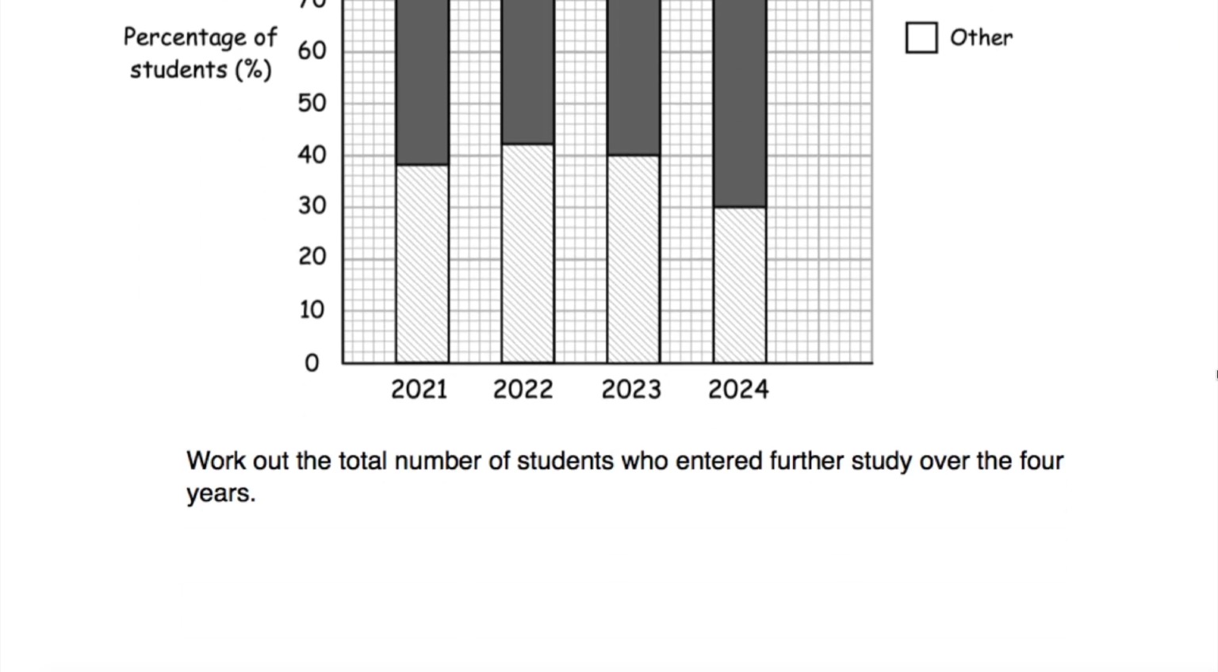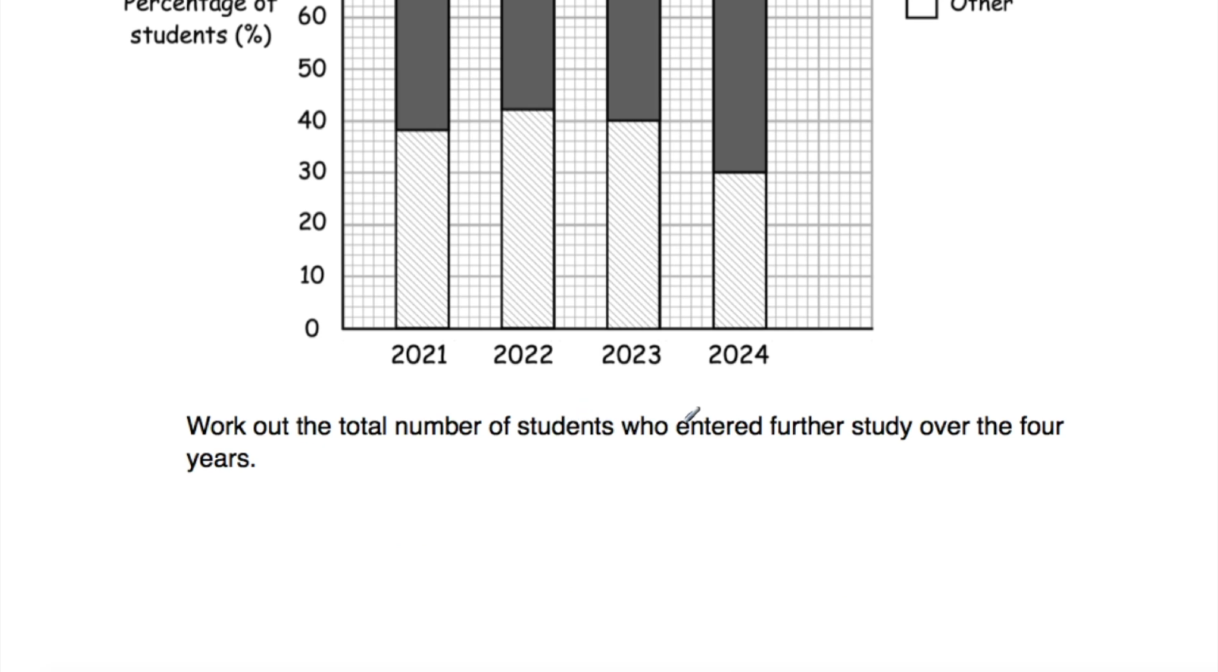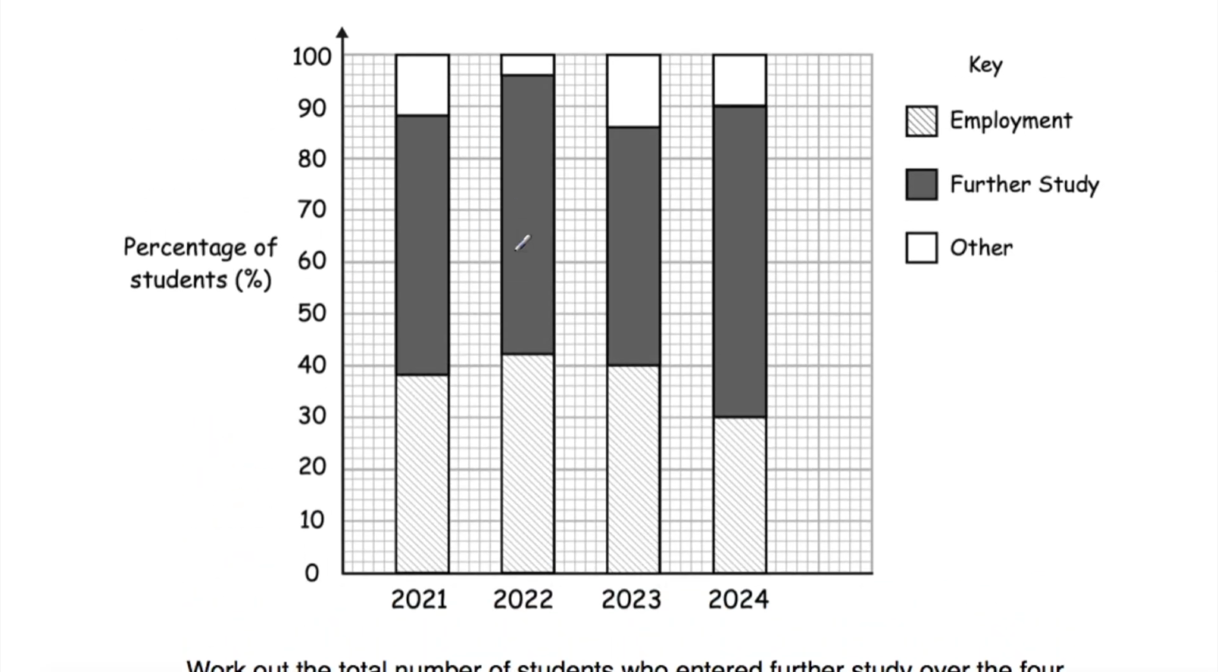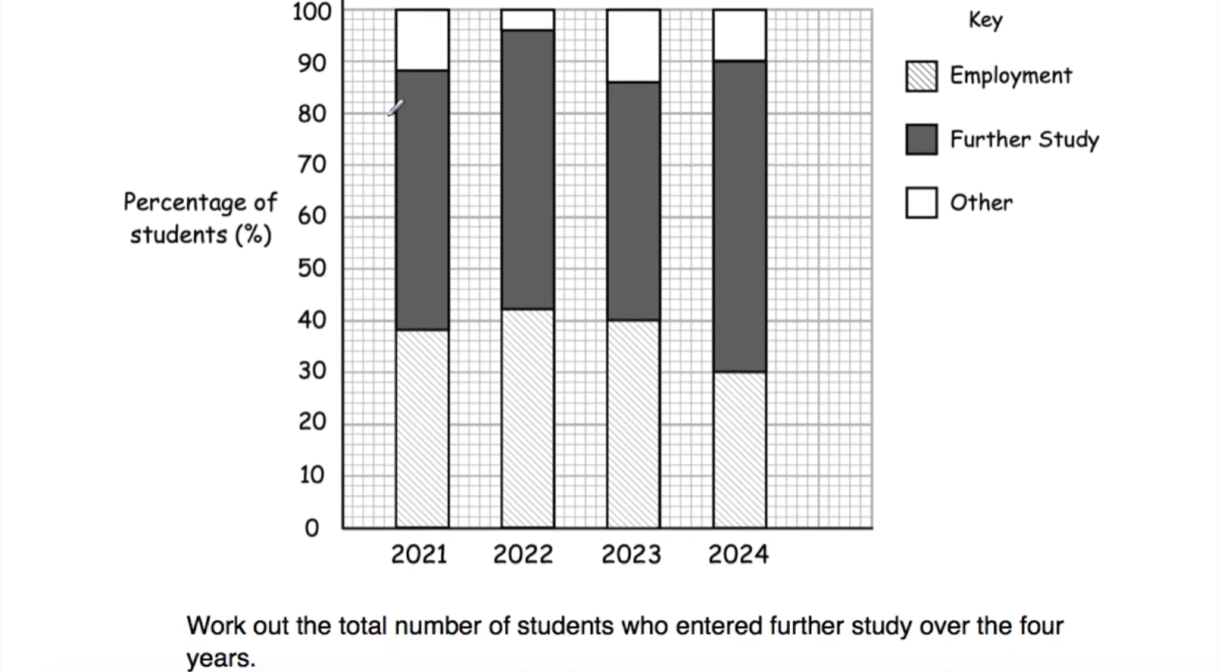Okay, and then the question says work out the total number of students who entered further study over the 4 years. So in other words, the total number of students over these 4 years that went on to further study, perhaps in college or university or something like that. So here we've got then the percentage of students, and we want to find the total number of these students that went into further study. So we're looking at this dark grey region here, this dark grey region here, here and here. Okay, so we're going to need to do this for each one of the years.